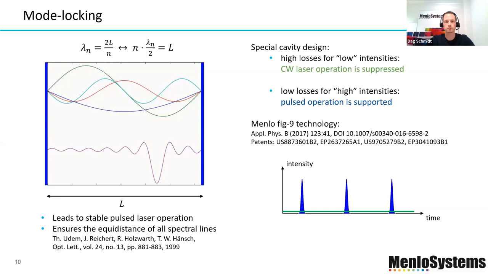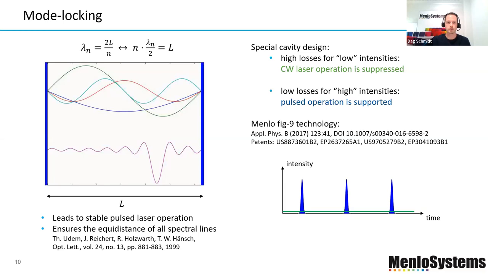Well, therefore you need a special cavity design. And of course there are many different techniques available, but what they usually have in common is that the cavity is designed in such a way that you introduce high losses for relatively low intensities. So CW laser operation is suppressed, and you want low losses for high intensity, so pulsed operation is supported.